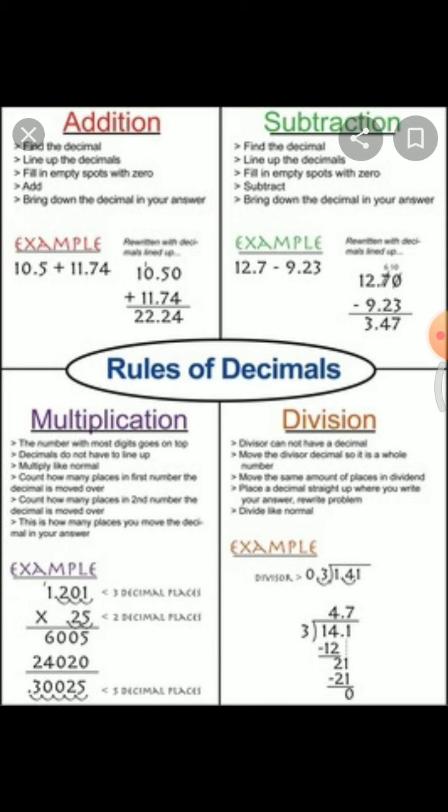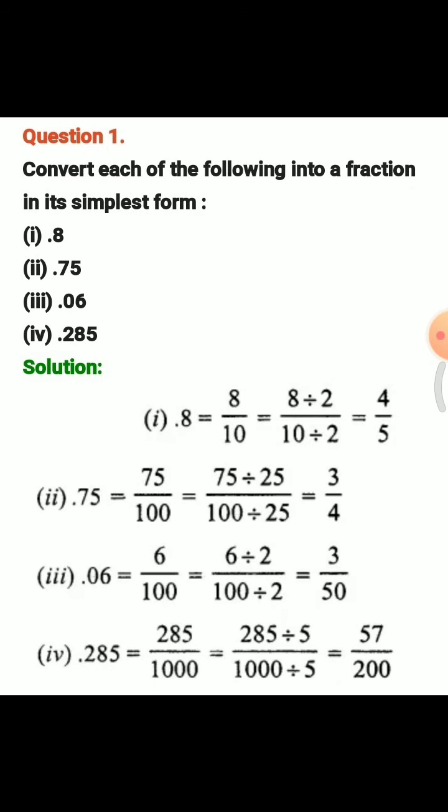How do you subtract? Find the decimal, line up the decimal, fill in empty spots with 0 and subtract. Okay, how do you multiply? The number with the most digits goes up, decimals do not have to line up, multiply like normal, and after that you multiply. Okay, it is the same in division also. So I want to start your exercise.